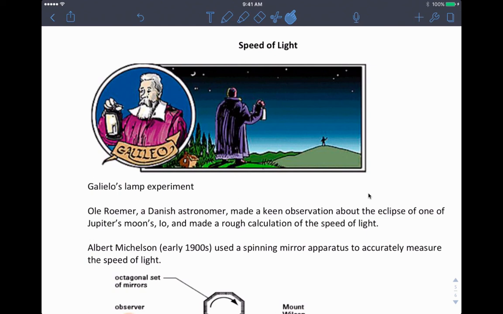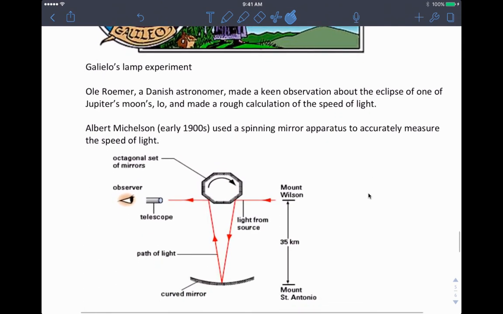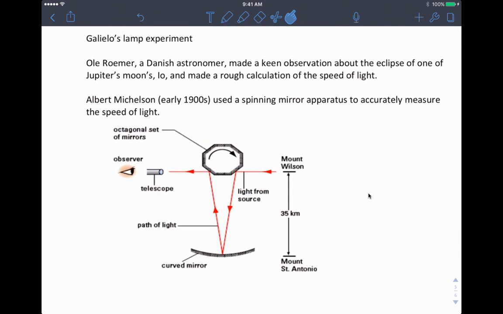I'll show you another video in a minute of Ole Romer. He actually made a good observation about an eclipse of one of Jupiter's moons, and he used that to come up with a really, really close estimation of the speed of light. The one that you need to know very well is Albert Michelson. Albert Michelson was in the early 1900s, 1920s. He came up with a spinning mirror apparatus that let him accurately measure the speed of light.